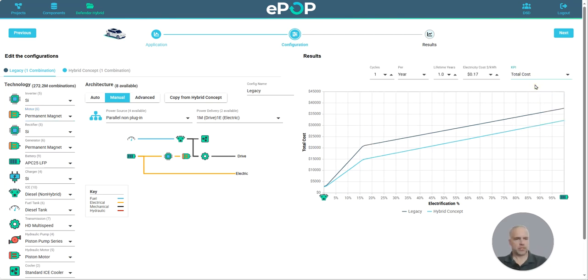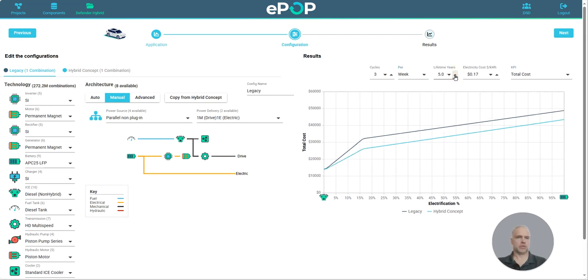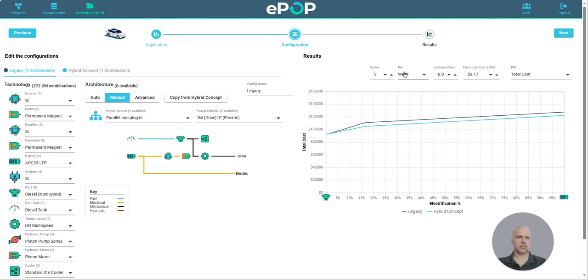What is typical is to look at the total cost of ownership. And so you have the ability to set, say, 3 times a week for 8 years, which is going to be the life cycle cost. So this is the life cycle conditions that it's going to use to calculate it. And you can see that those calculations update live.